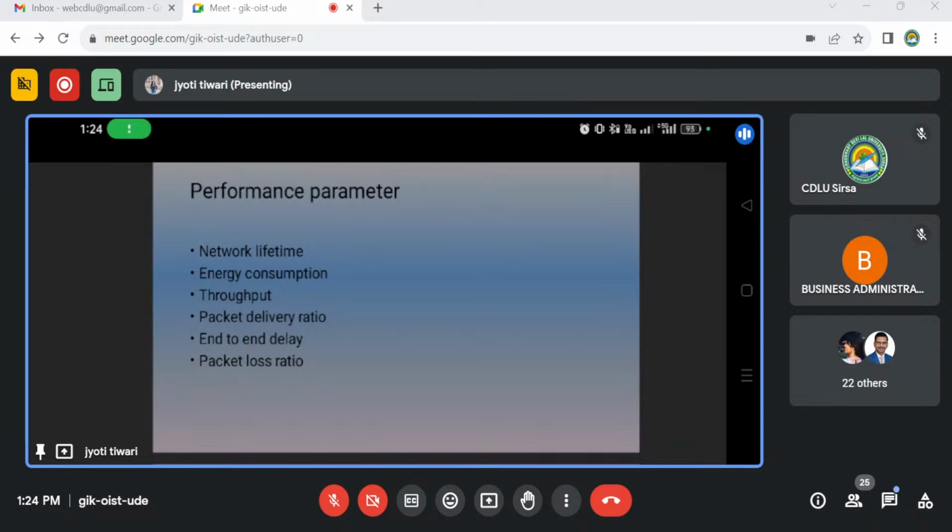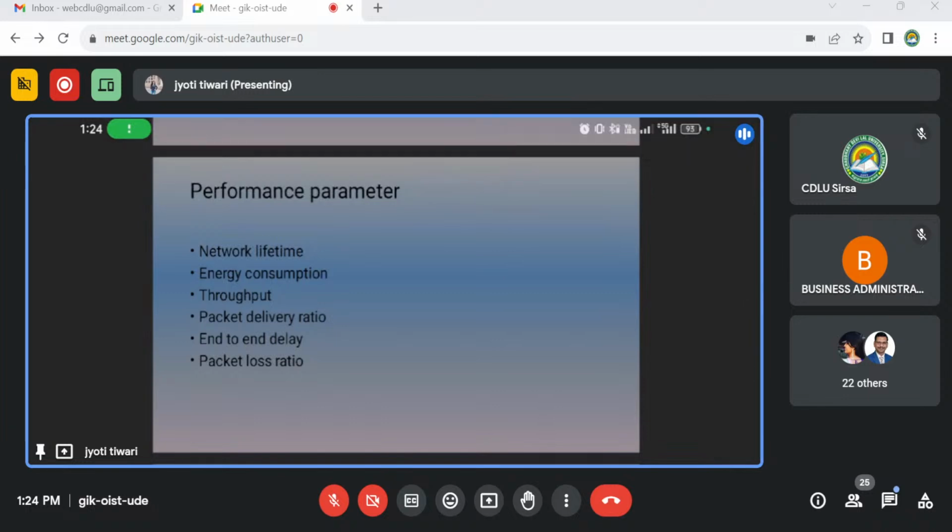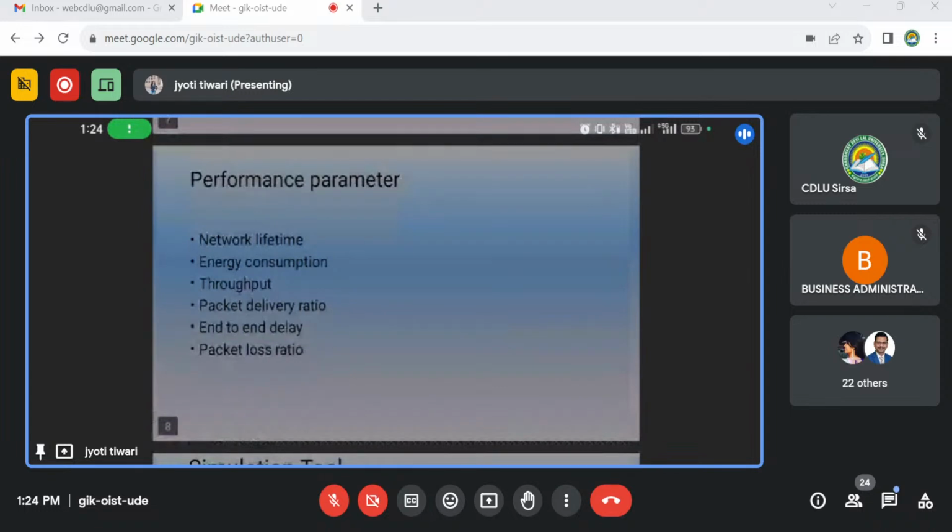Throughput is the amount of data that the network can handle per unit of time. Packet delivery ratio is the number of packets successfully delivered to the sink compared to packets generated. End-to-end delay is the time a packet takes to travel from the source to the sink. Packet loss ratio measures the packets lost during transmission out of the total number of packets transmitted.